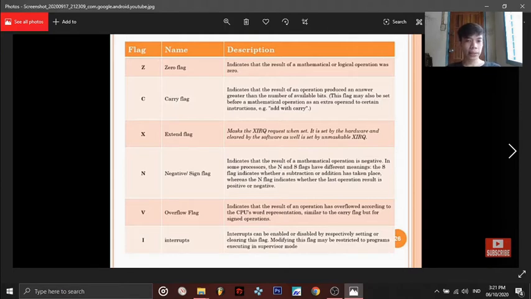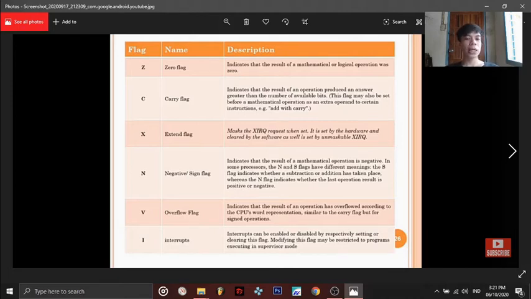Negative or sign flag indicates that the result of a mathematical operation is negative. In some processors, the N and the S flags have different meanings. The S flag indicates whether a subtraction or addition has taken place, whereas the N flag indicates whether the last operation result is positive or negative. The V, overflow flag, indicates that the result of an operation has overflowed according to the CPU's word representation, similar to the carry flag but for signed operations.